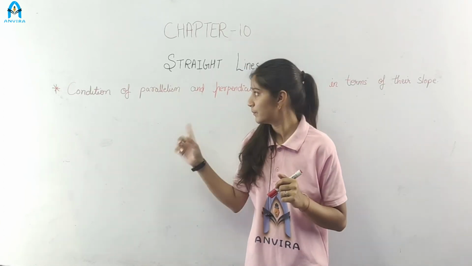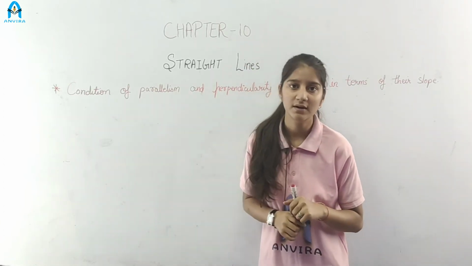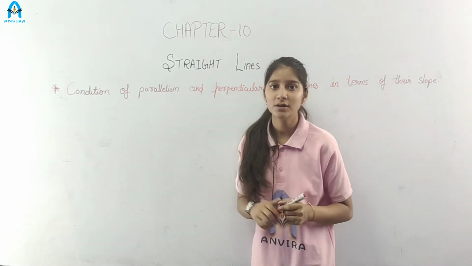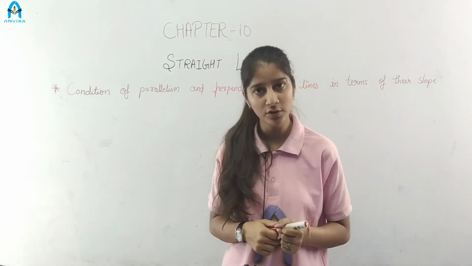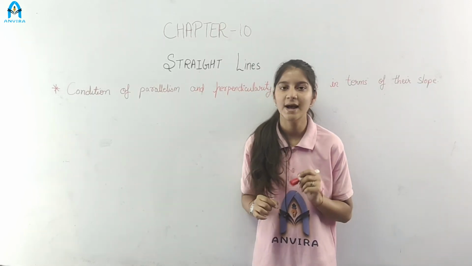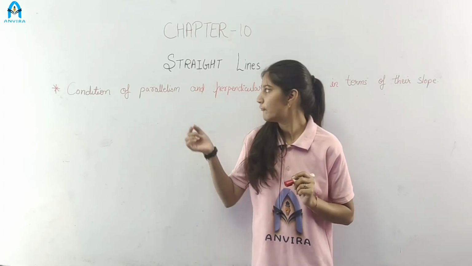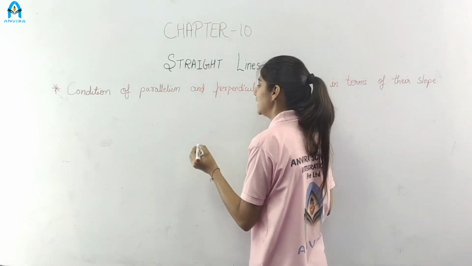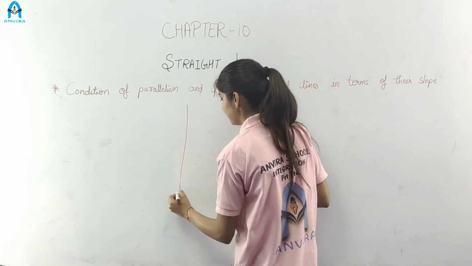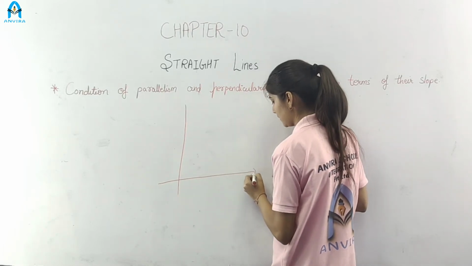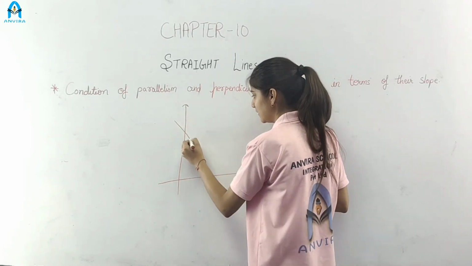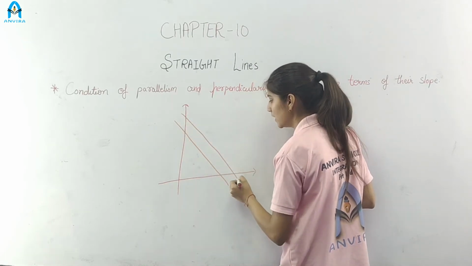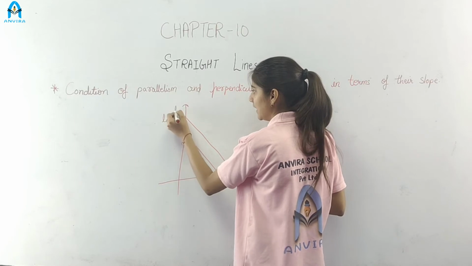The condition of parallelism. Parallelism means that both the lines are parallel to each other. For that we have to find their slopes. If their slopes are equal, then the condition is of parallelism. That means both the lines are parallel. So let us take two lines parallel to each other, that is our line segments L1 and L2.